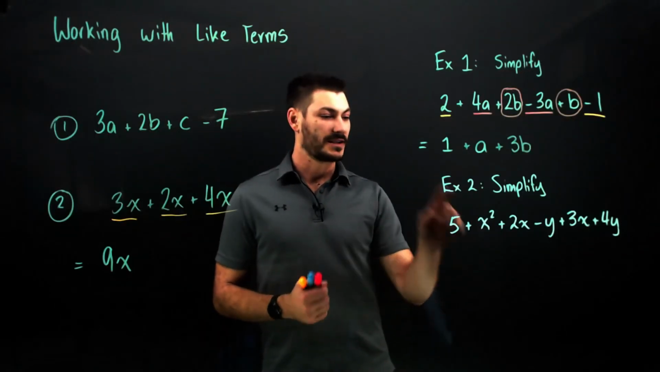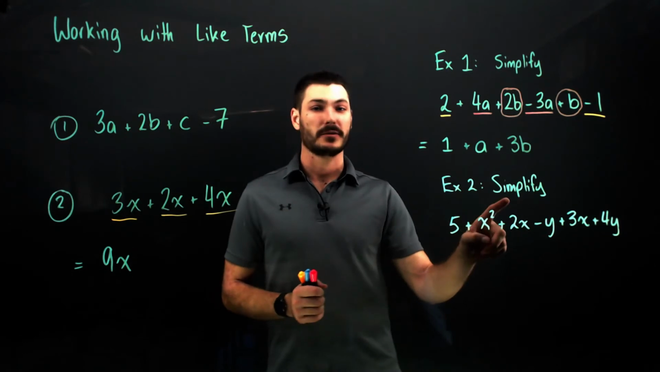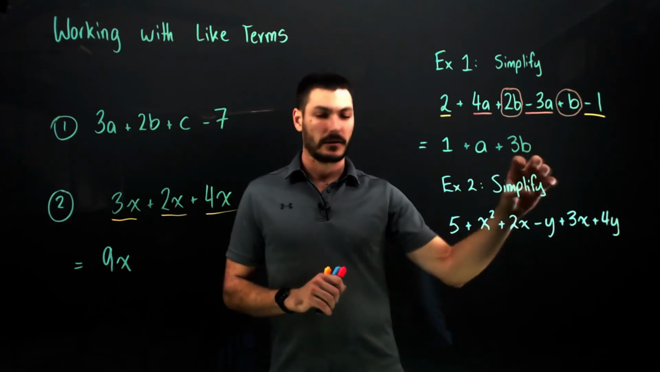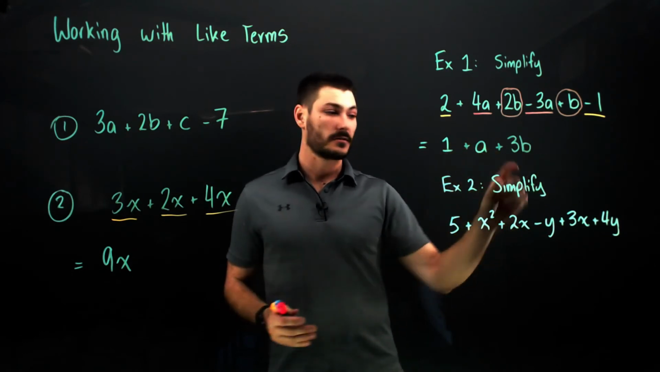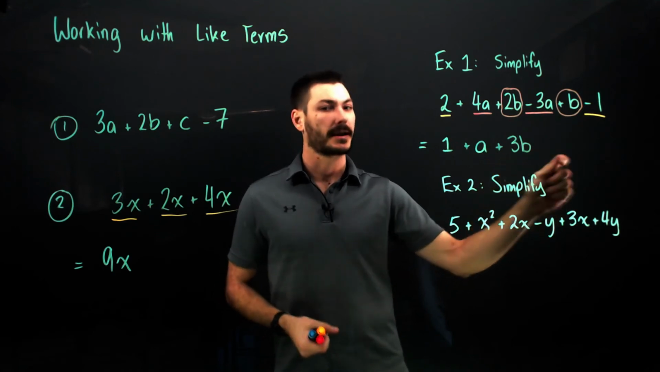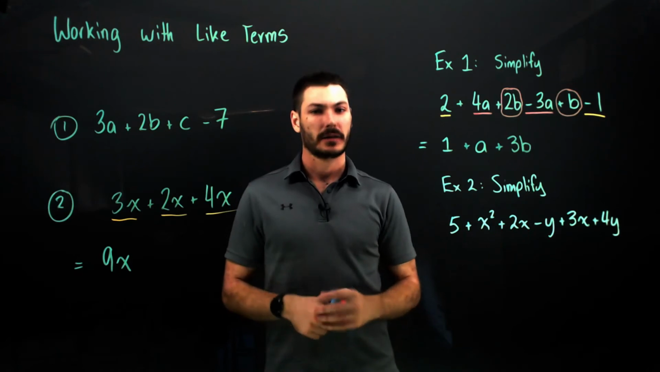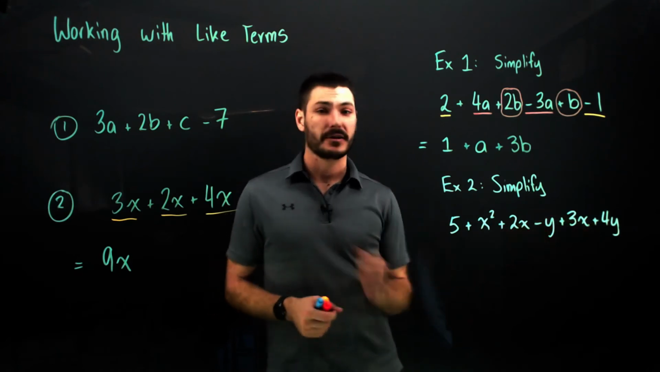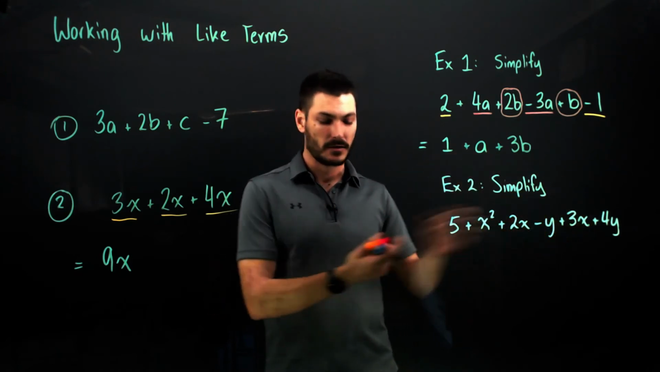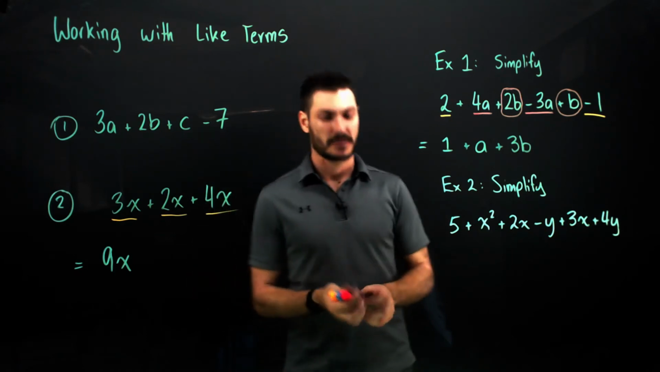Okay, moving on to example 2 now. Again, we're going to be simplifying. And again, you might see the question as simplified by collecting like terms, but they are the same thing, okay? When we're simplifying, we are collecting like terms together. So I'm going to go through this from left to right again and ensure that I'm collecting all of the ones that are the same.